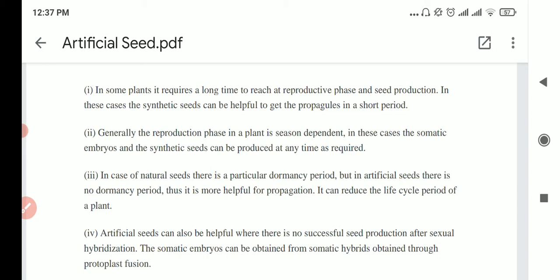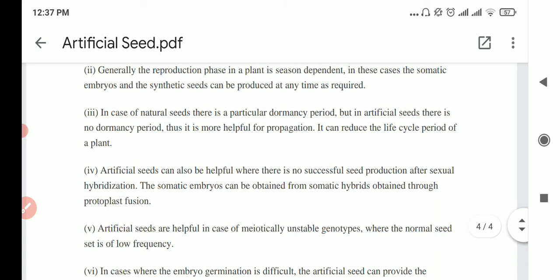And then another use is that you don't have to depend on the season. Some plants flower and fruit or seed only in a particular season. But using somatic embryos, using artificial seeds, it doesn't depend on the season. You can produce them throughout the year, if you need it. Then there are some seeds that have a dormancy period, so to overcome the dormancy they have to wait that amount of months. To remove that dormancy wait, you can use artificial seed directly, when it benefits you.